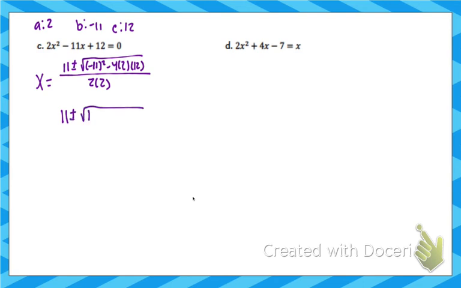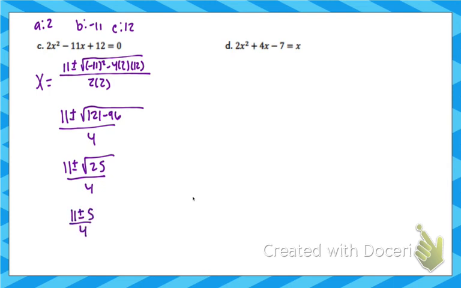So 11 squared is 121. Minus 8 times 6 is 96. So I get 11 plus or minus the square root of 121 minus 96, which is going to be 25. The square root of 25 is 5.